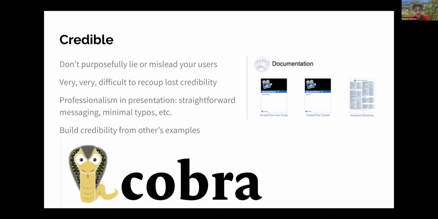Credibility, as opposed to the first two facets of usability and findability, is something that is intrinsic to your product. It is harder to measure than findability. If you want to test if something's findable, you give it to someone else and see if they can find the feature. But credibility is built on reputation. It's built on professionalism. One great way to make something credible is just pure professionalism in a presentation or documentation. You want straightforward messaging, minimal typos, etc.